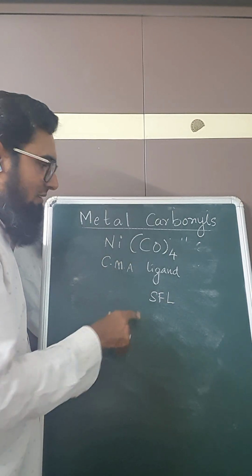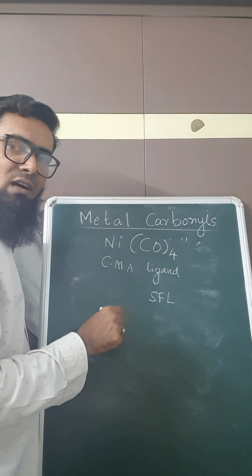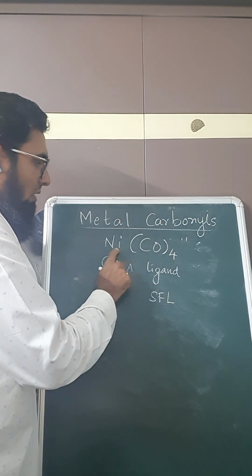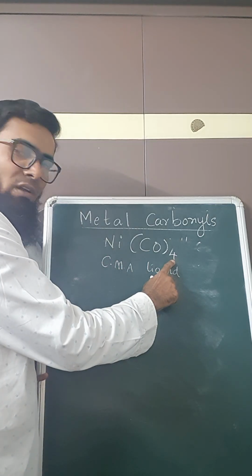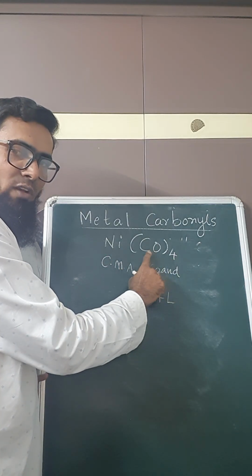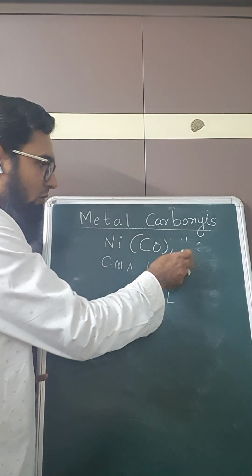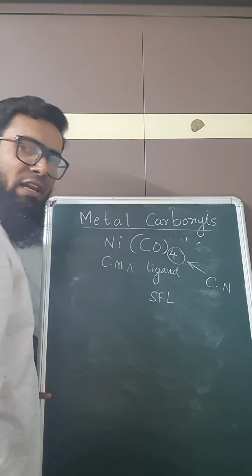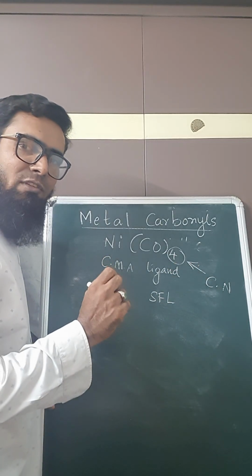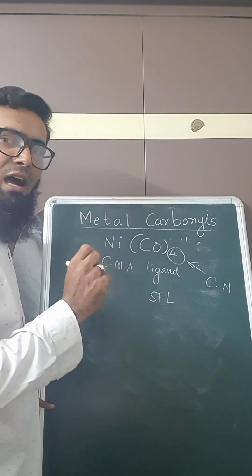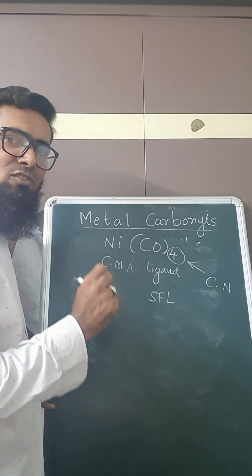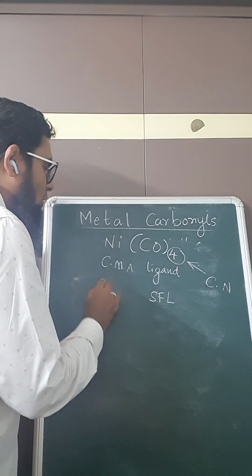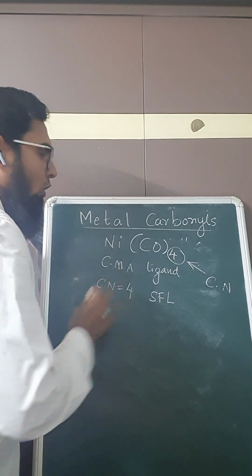And among ligands, CO is one of the strongest field ligands. Now nickel is surrounded by 4 ligand molecules. CO is a neutral molecule. Now this 4 represents the coordination number. What do you mean by a coordination number? The number of surrounding atoms around the central metal atom is called the coordination number. So nickel has a coordination number of 4.